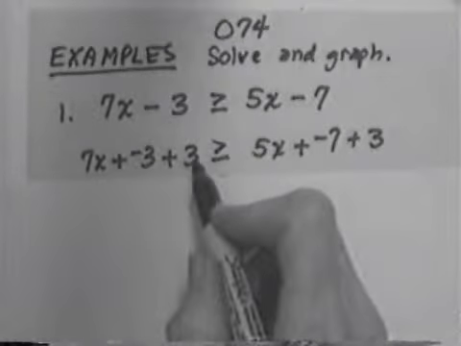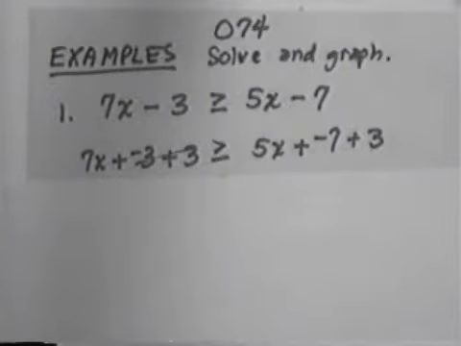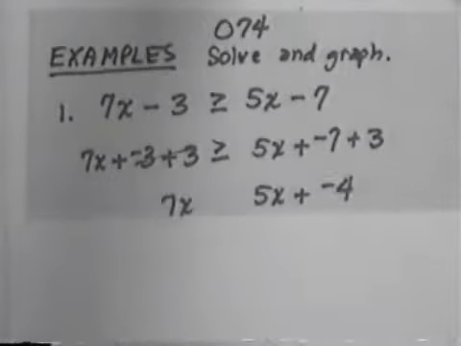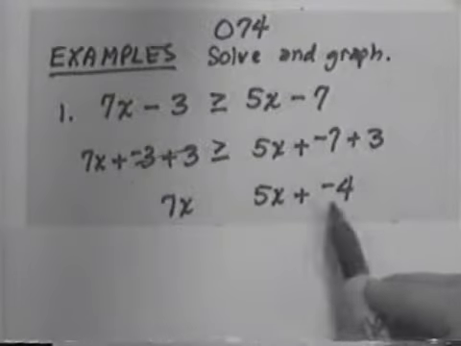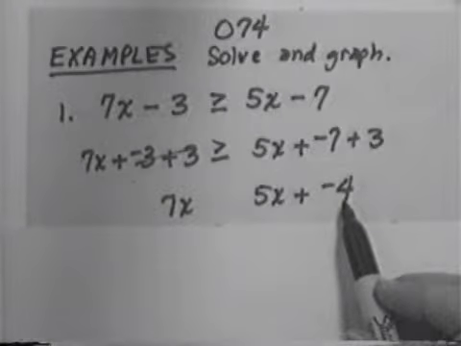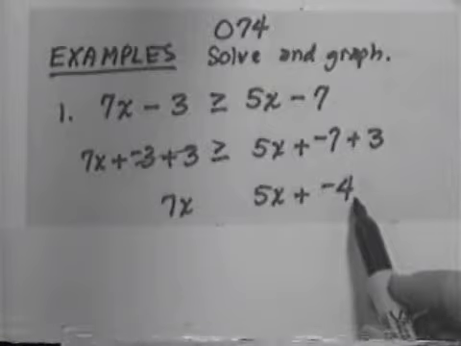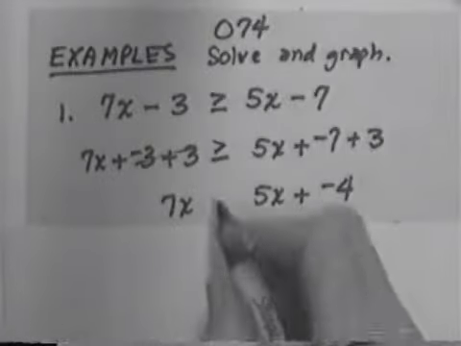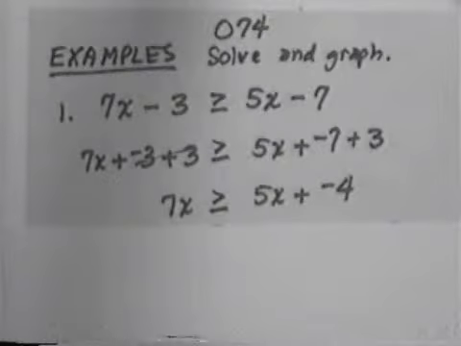Now, adding negative 3 and 3, they cancel. That is, they add up to 0, and so their effect is to cancel. That leaves us 7x on the left. On the right, we can add the negative 7 and 3, so that we get 7x on the left, and on the right, 5x plus negative 4. To get from line 2 to line 3 in this inequality, all we've done is simplify. That is not one of the two cases that reverses the inequality symbol, and so we keep it unchanged.